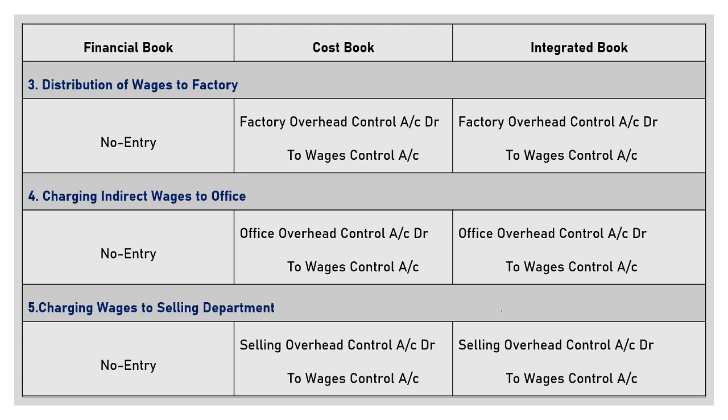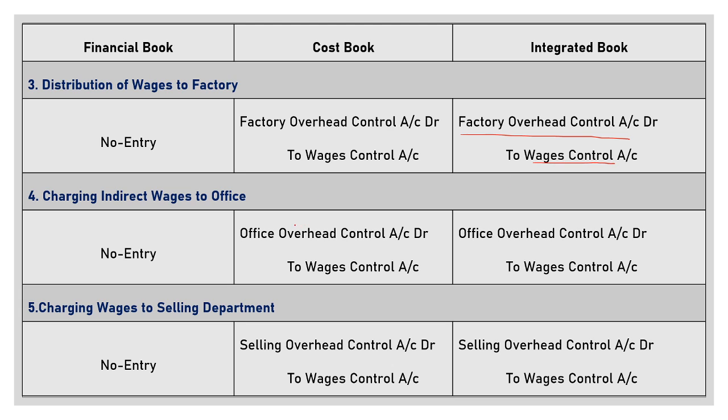Our next transaction is where we pay wages to those workers who worked in the factory but are not directly related with production, so these are the indirect wages. Now when we pay or charge indirect wages to factory, then our entry in the cost books and in the integrated books is factory overhead control account debit to wages control account.